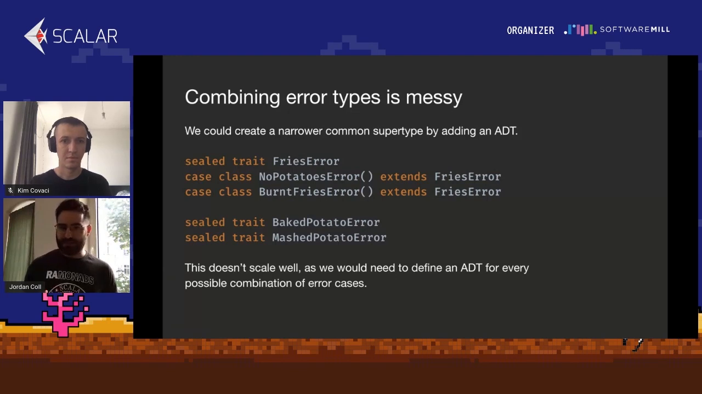This doesn't really scale well, since if we'd like to reuse our existing operations in other places, the error types need to extend more and more traits. So if now we're making a baked potato instead of fries, we could also run out of potatoes. This means that NoPotatoesError needs to extend BakedPotatoError as well, and so on and so forth. Essentially, our smaller cooking tasks need to have knowledge of all the recipes that they're going to be a part of. So this isn't very elegant, but let's use this ADT anyway and see where it takes us.